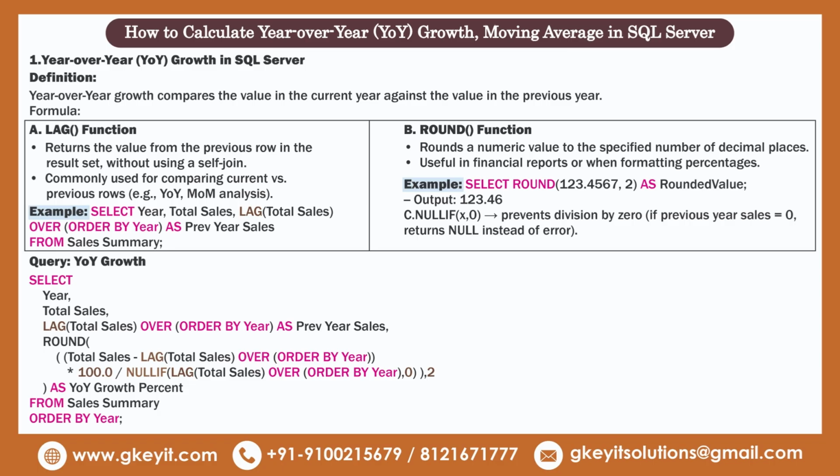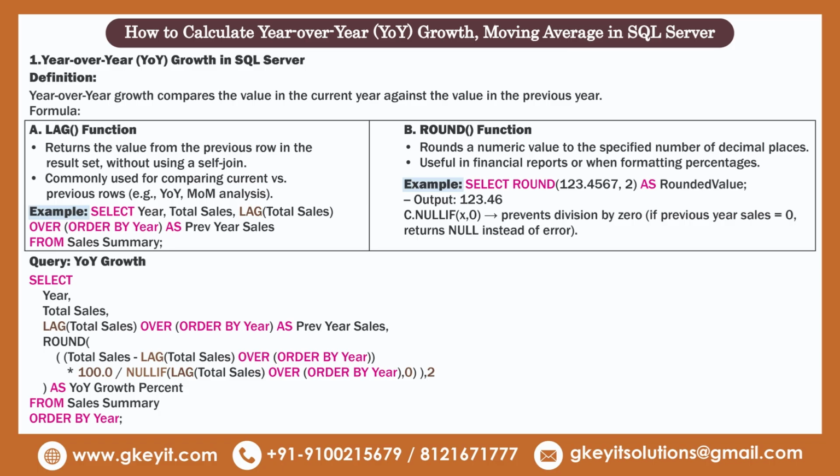Coming to the ROUND function, it rounds a numeric value to a specified number of decimal places, useful in financial reports or when formatting percentages. For example, SELECT ROUND(123.4567, 2) means it is rounded to 2 decimal places. That means 123.46 will display in the output.